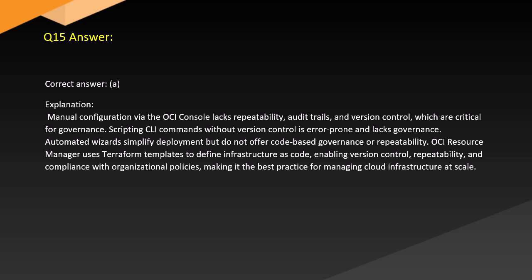Answer. Correct answer. A. Explanation. Manual configuration via the OCI console lacks repeatability, audit trails, and version control, which are critical for governance. Scripting CLI commands without version control is error-prone and lacks governance. Automated wizards simplify deployment but do not offer code-based governance or repeatability.